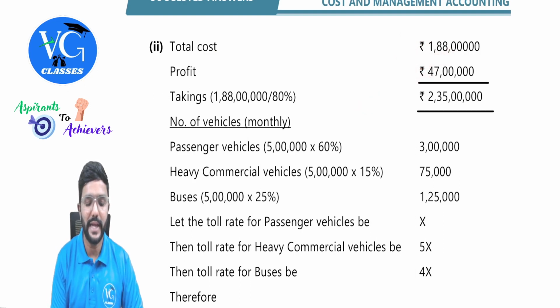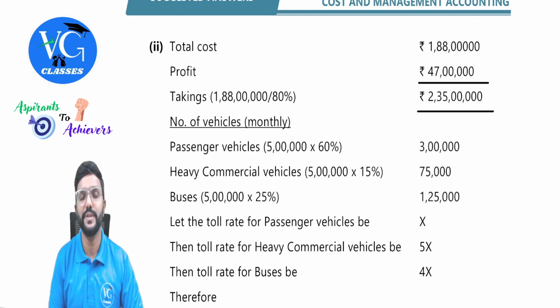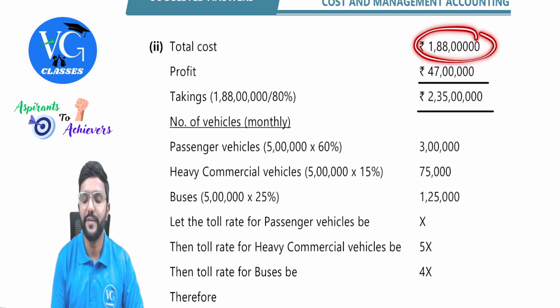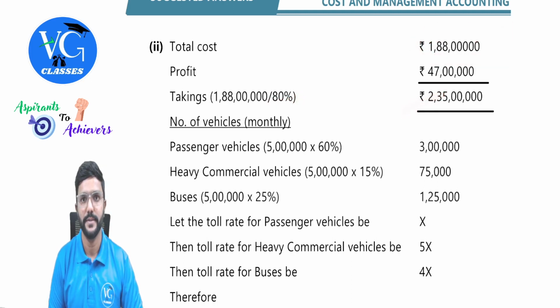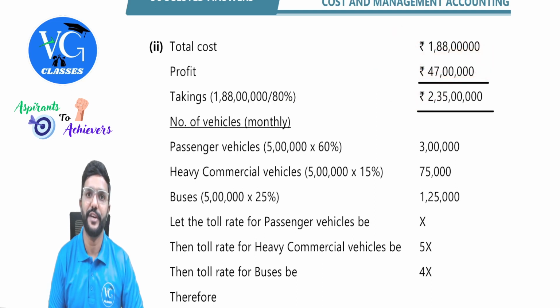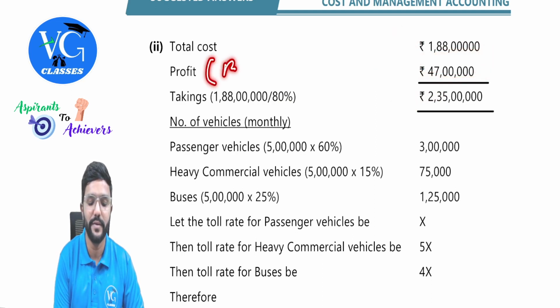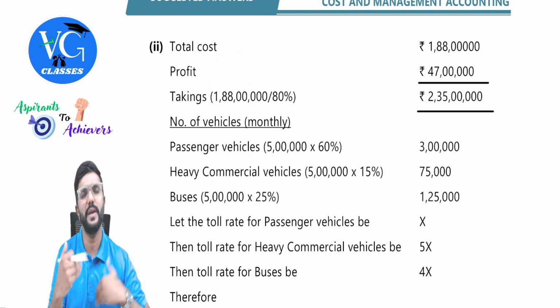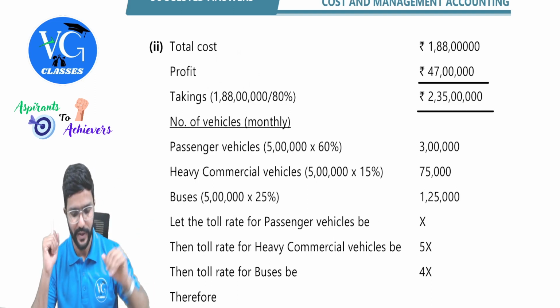Or else, you can calculate takings first. Cost is 80% of the takings, right? Yes. So divide the total cost in rupees by cost in percentage. So 1 crore 88 lakh divided by 80%. You'll get takings. Then from takings, you deduct cost, you will get profit as a balancing figure. That is what they have actually done. Profit they have calculated as a balancing figure. Either way, you can do it, guys.